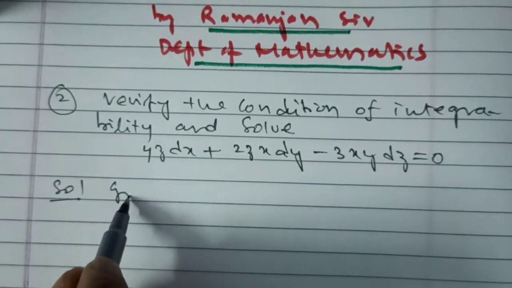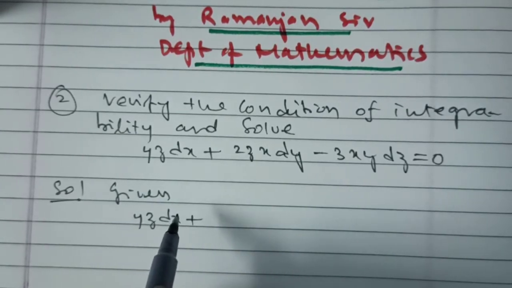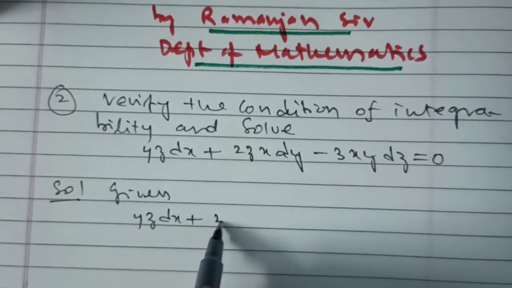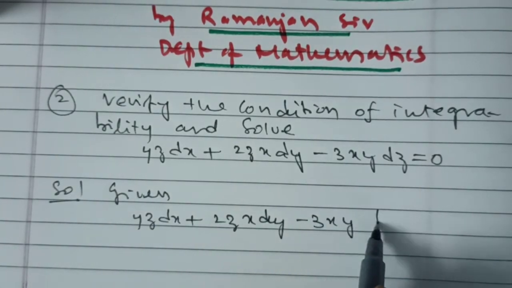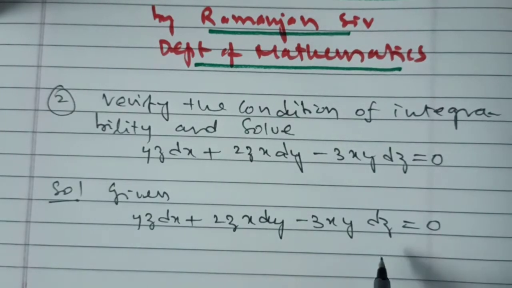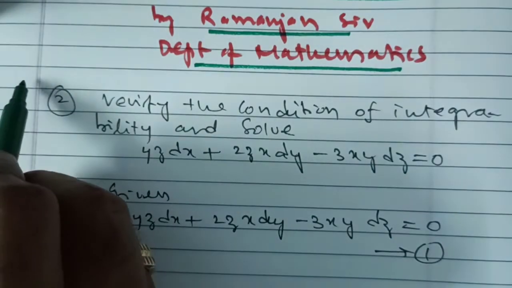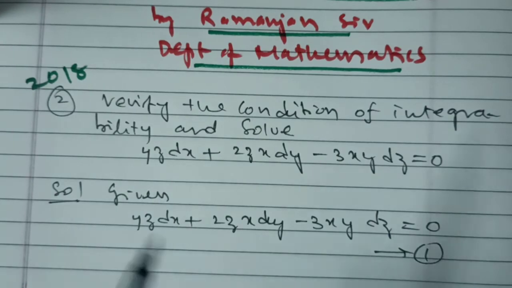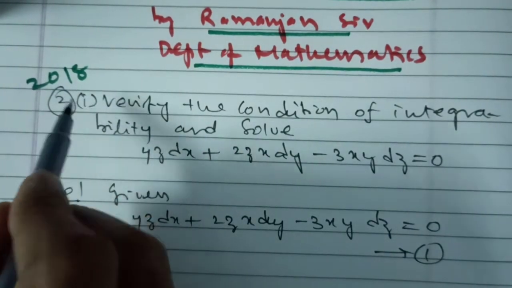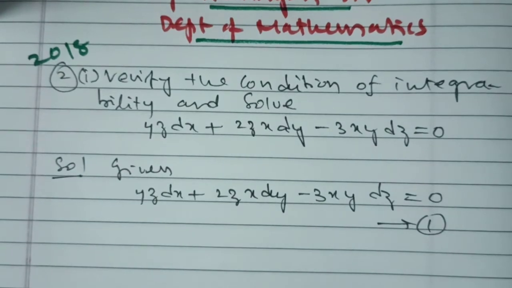Given yz dx plus 2zx dy minus 3xy dz is equal to 0. Take this as equation 1. This problem was asked in the examination of 2018. So let us take this problem, a small problem 2, first problem.